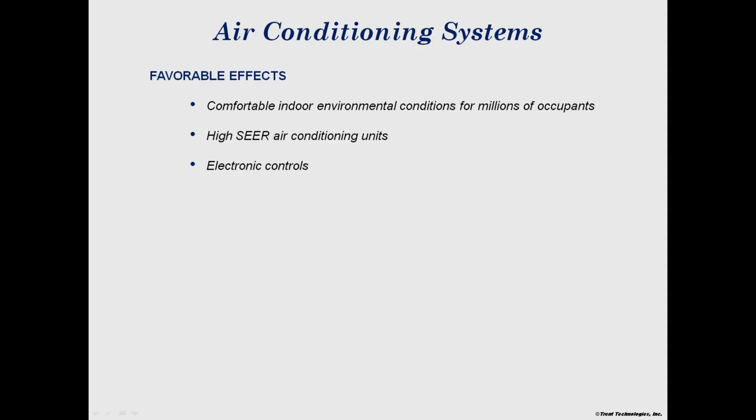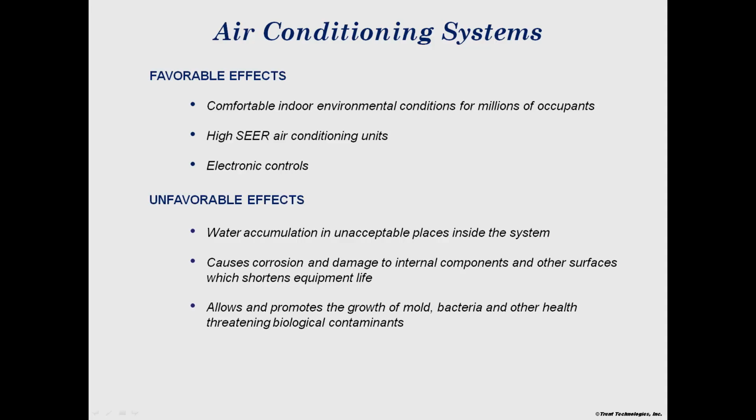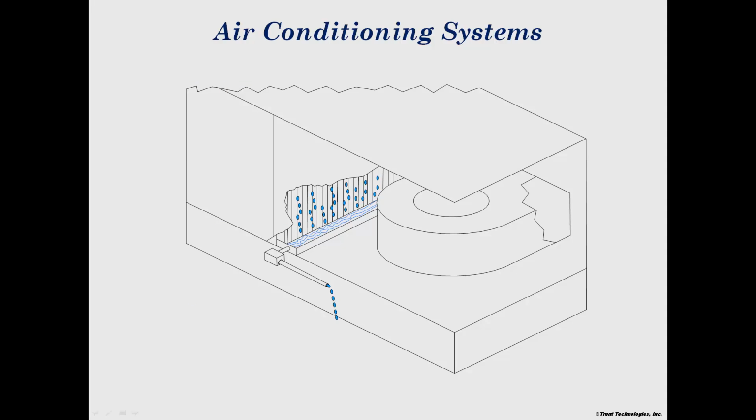buildings, reducing operating cost. Unfavorable effects include air conditioning systems that adversely affect building life cycle cost and internal environmental air quality as a result of water accumulation in unacceptable places inside the system, where it causes corrosion and damage to internal components and other surfaces, which shortens equipment life and allows and promotes the growth of mold, bacteria, and other health-threatening biological contaminants. In air conditioning systems, the only acceptable places for water are the cooling coil, condensate drain pan, and the drain system. All other places are unacceptable.